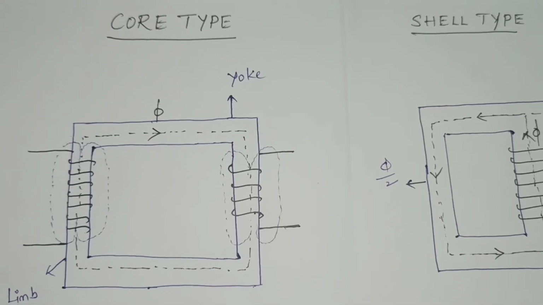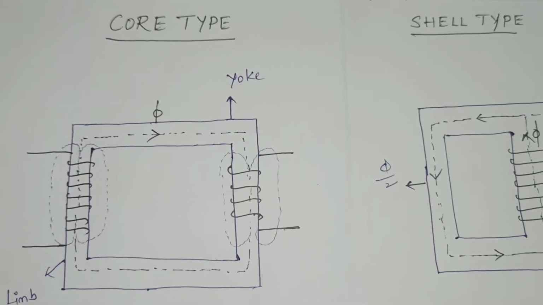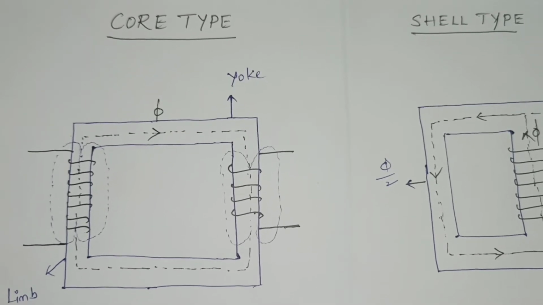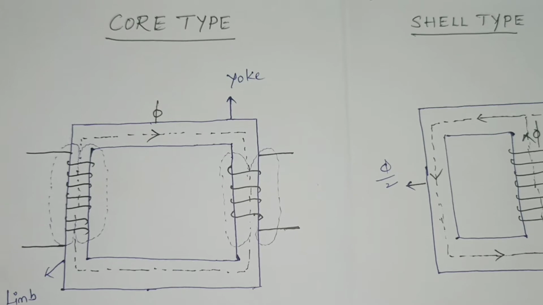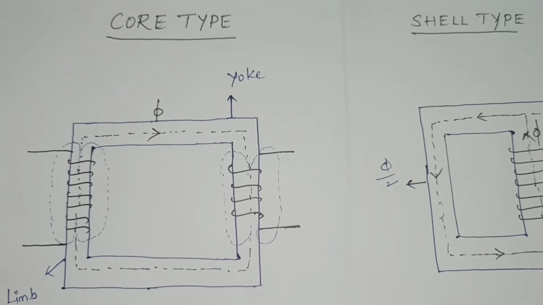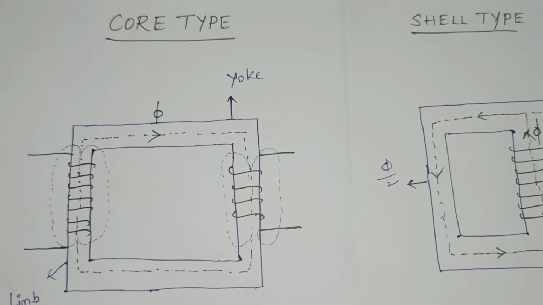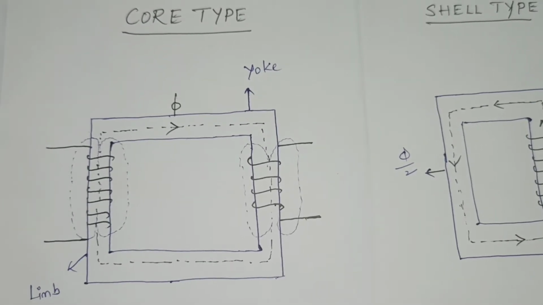From a transformer construction point of view, the main transformer magnetic cores are of two types: core type transformer and shell type transformer. Okay, core type transformer and shell type transformer. The first one is the core type transformer. These are the main structures of the core type transformer.